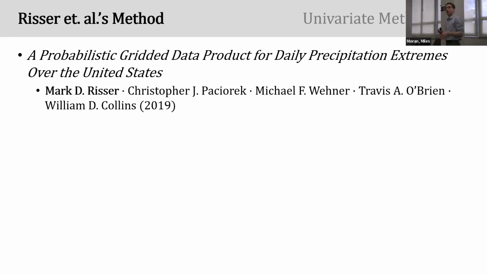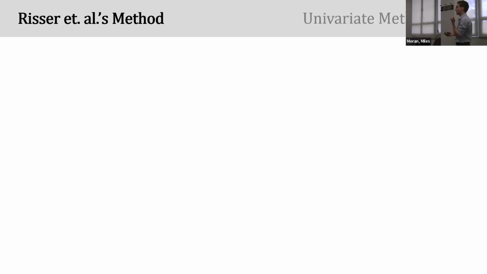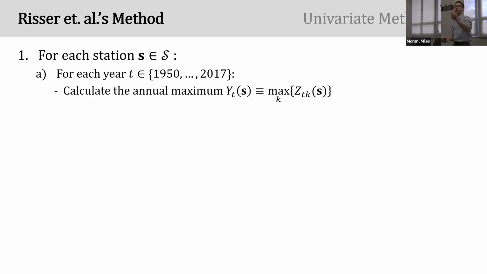So this whole presentation and this sort of framework is inspired by a paper from Mark Risser and his colleagues at the Lawrence Berkeley National Lab. He's a famous climatologist, and he recently put out this paper, a probabilistic gridded data product, which is just a fancy way of saying interpolated data product, for daily precipitation extremes over the United States. And in this, he basically takes that general framework that I just described and gets a little bit more specific about what he does and chooses the interpolation method very cleverly. So what he does is he says, okay, for each station S, we're going to get the block maxima series.